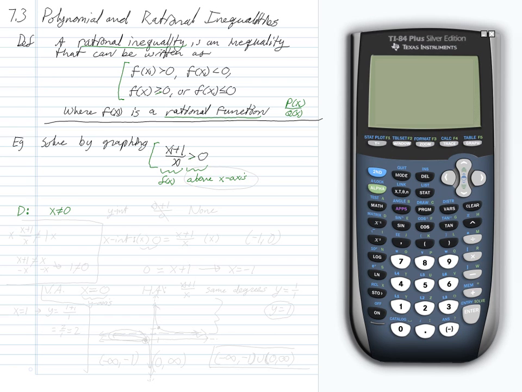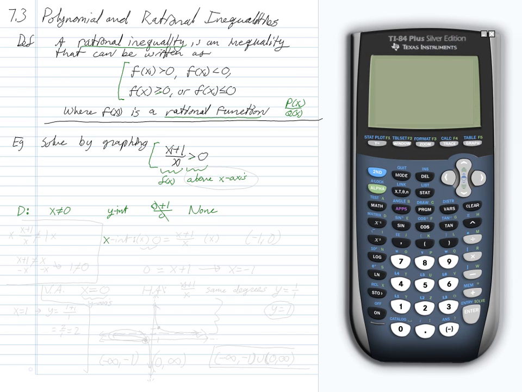Alright, now I can look at intercepts, the y-intercept. If x is 0, well, we have a problem. We just said that x isn't allowed to be 0. So this function actually does not have a y-intercept. That's one of the few functions that we've seen that doesn't have one, but it does happen.